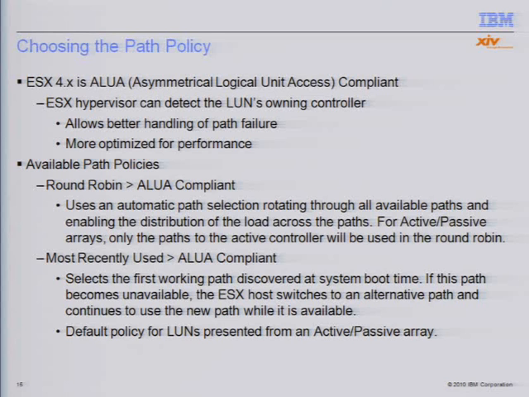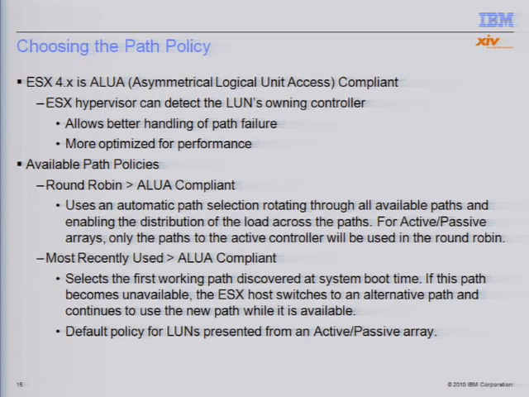There are 4 different policies. My favorite is round robin. It's ALUA compliant. What it does is it takes one and then picks the next one, just like round robin sounds. The next is most recently used. It's also ALUA compliant. This is the default for active passive arrays, so this is what will automatically show up when you have an active passive array attached to your environment. What that does is it selects the first path that it sees upon boot.